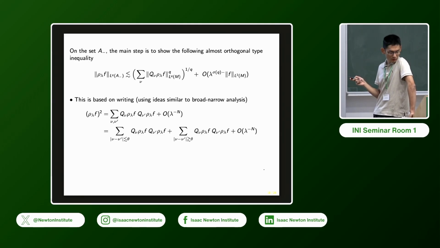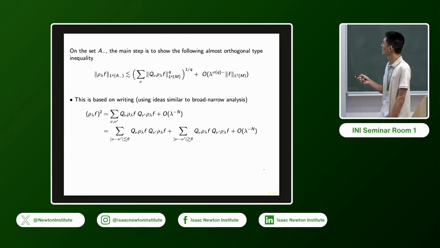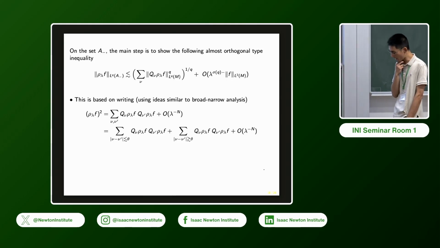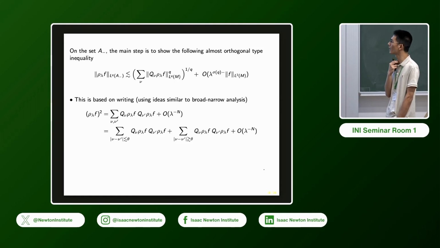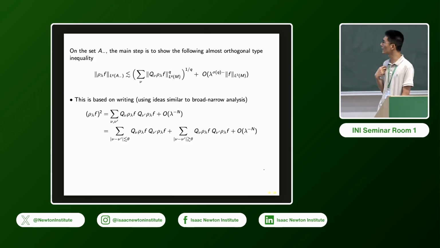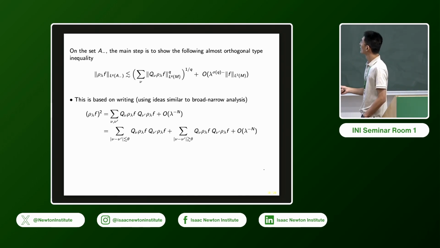The set where nu and nu prime is close, we often call a narrow part. And when nu and nu prime is large, we call it a broad part. For the broad part in harmonic analysis, we often use bilinear and multilinear estimates. And for the narrow part, we treat it differently in different contexts.